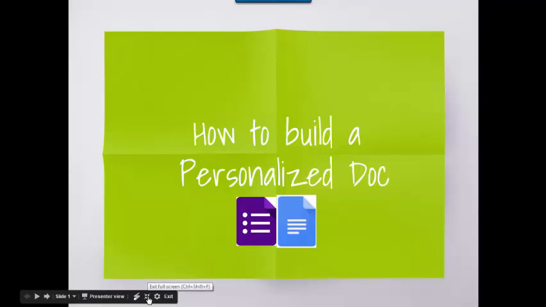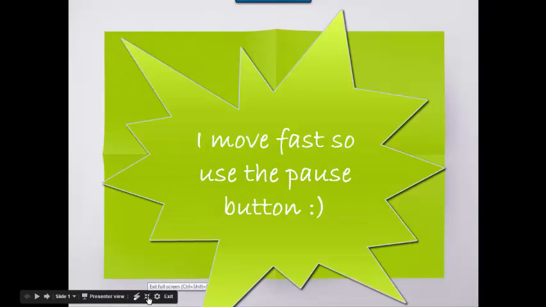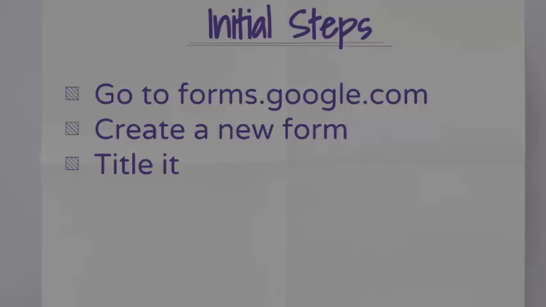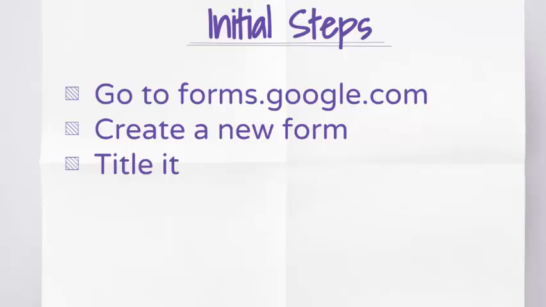Going to take you on a quick tour to learn how to make a personalized doc using Google Forms and an add-on called Form Publisher. Go to forms.google.com, create a new form, give it a title.